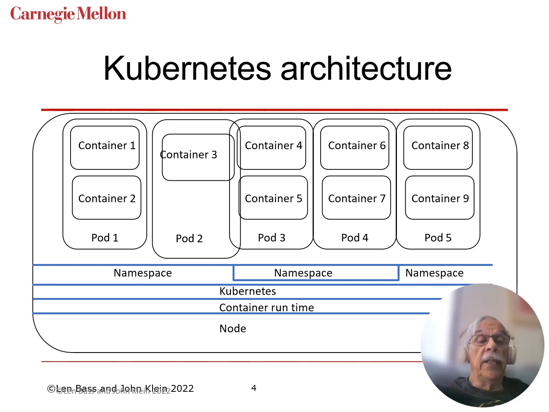So if you look at the architecture, we have a pod with several containers. We have another pod with only one container. We have another pod with several containers, and so on. Those are divided into namespaces, which live on top of Kubernetes, which lives on top of the container runtime, which lives on top of a node.